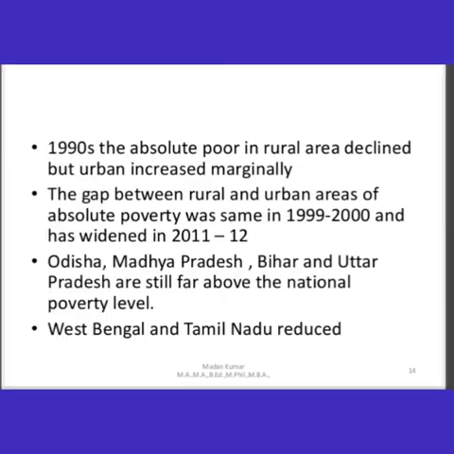In the 1990s, the absolute poor in rural areas declined, but in urban areas increased marginally. The gap between rural and urban areas regarding absolute poverty was the same in 2000 and widened in 2011-12. Odisha, Madhya Pradesh, Bihar and Uttar Pradesh are still far above the national poverty level. West Bengal and Tamil Nadu also reduced their poverty level. So, there are disparities between the states as well.